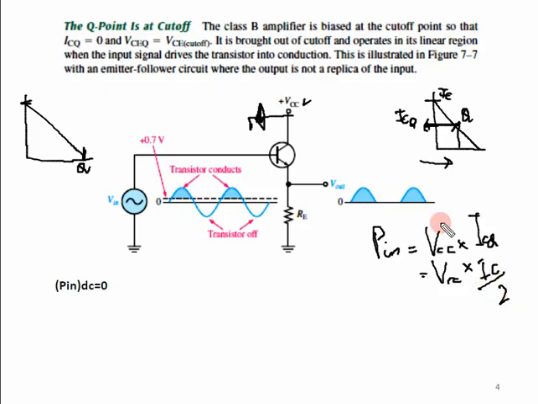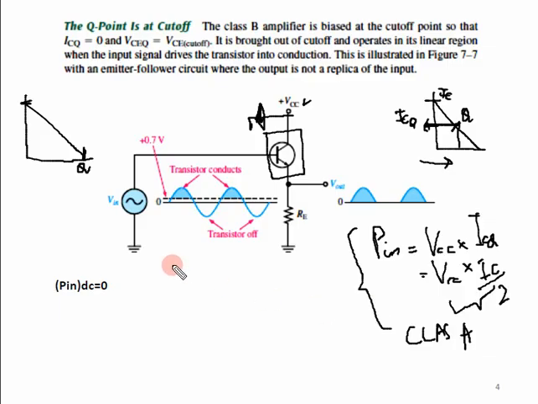So it means that if this was a class A amplifier and there was no input signal, the amplifier was still extracting a power equal to this value. Under no signal condition, this much power is still being taken by the class A amplifier. This much power is taken by the class A amplifier under no signal condition.